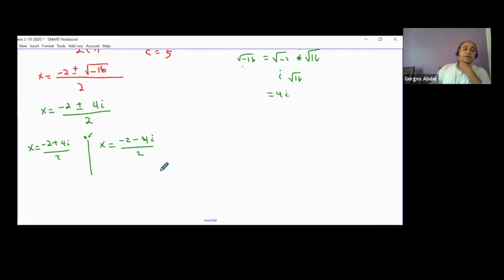All right, now to simplify this one, can I rewrite it like this? And please let me know if you're confused here. Can I rewrite it like this? x equals -2 over 2 plus 4i over 2. Please write it in the chat box if you don't understand it. If you understand it, type 1. If you don't understand, type 2.